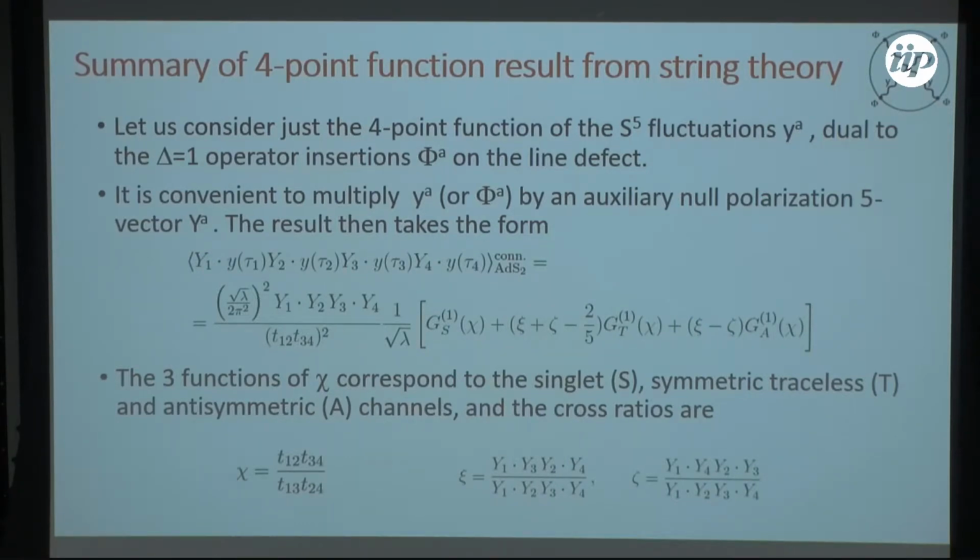To package the result in a convenient way without carrying all the SO(5) indices, it's convenient to contract these y's with some auxiliary polarization, which is taken to be null. Then the correlation function is some prefactor, which is fixed, and a function of the cross ratio and two R-symmetry cross ratios, which are these ratios of products of these polarizations. And there are 3 functions here. The way it's written is because you can decompose these into singlet, symmetric traceless, and anti-symmetric channels according to the SO(5). That's why it's written in this way.